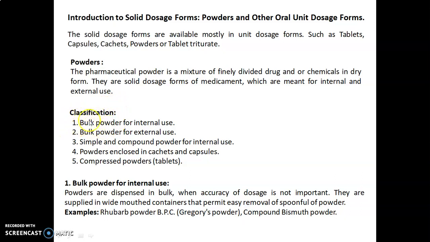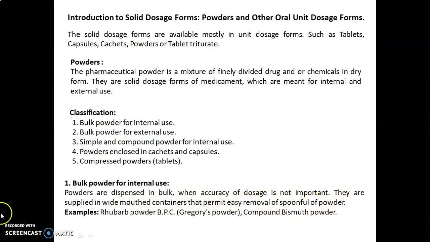Classification of powders: bulk powder for internal use, bulk powder for external use, simple and compound powder for internal use, powders enclosed in cachets and capsules, and the fifth one, compressed powders, that is tablets, that are also known as tablet triturates. First one, we will discuss the bulk powder for internal use. Powders are dispensed in bulk when accuracy of dosage is not important. They are supplied in wide mouth containers that permit easy removal of a spoonful of powder.